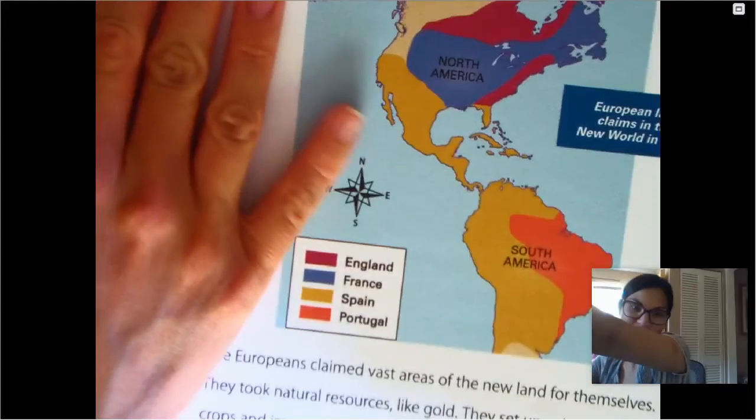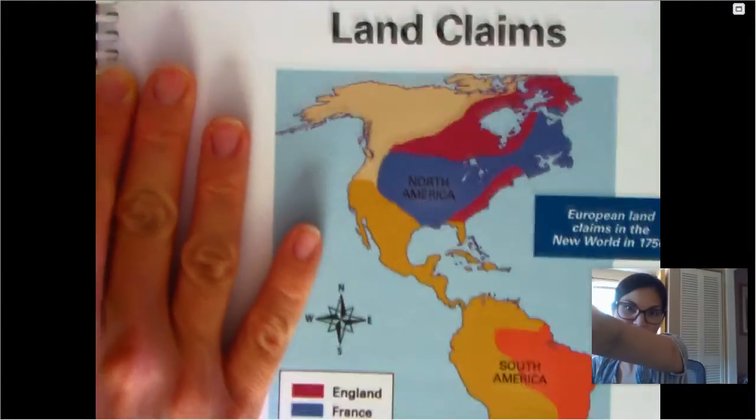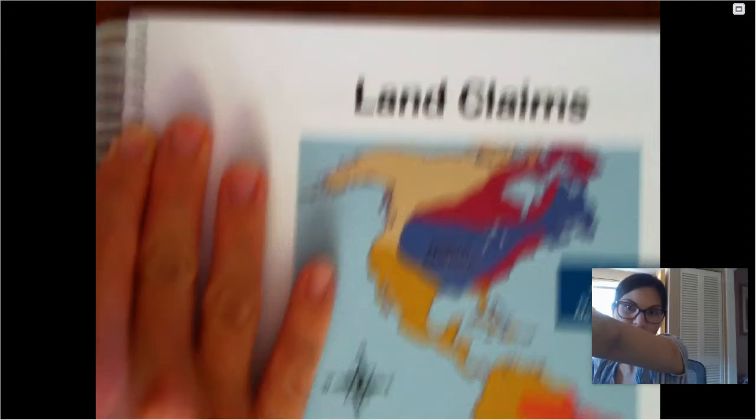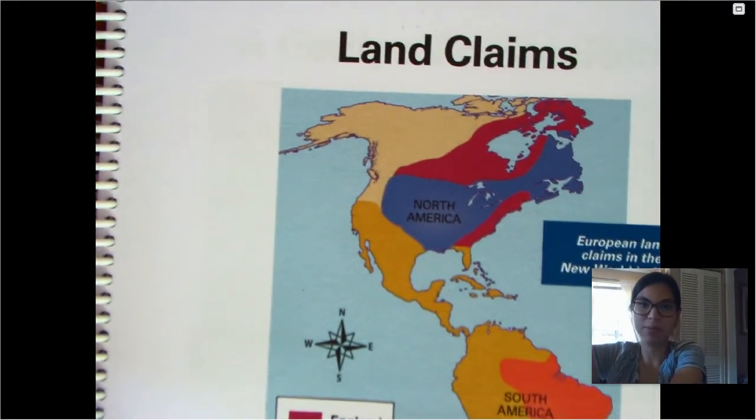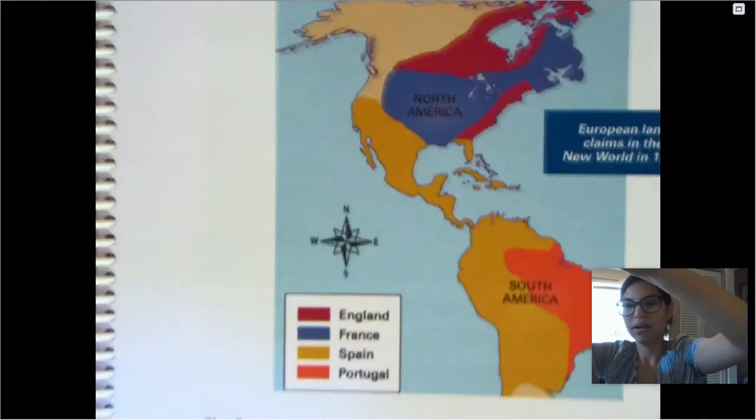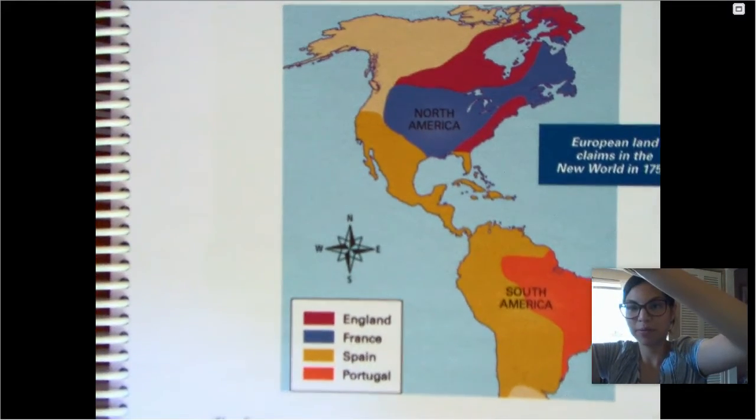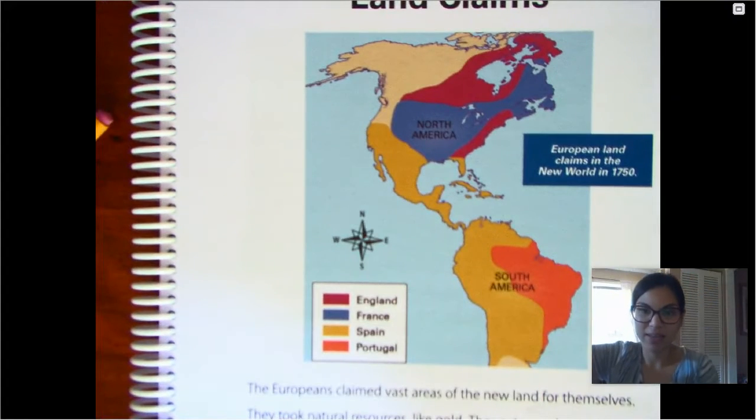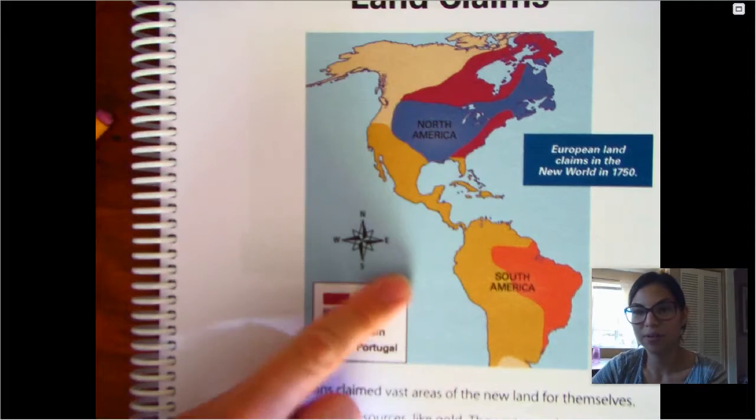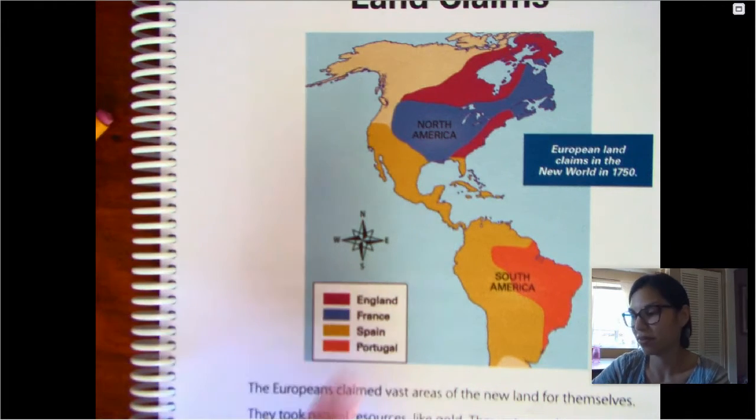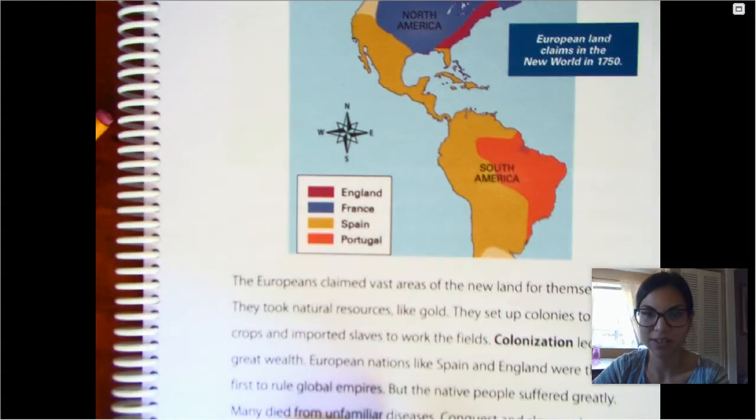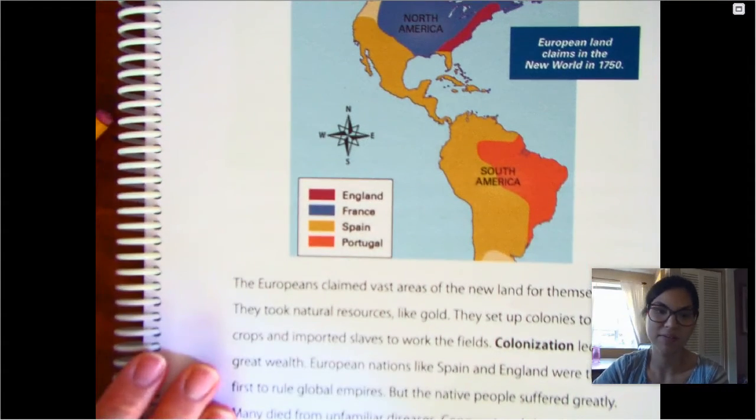All right. Land claims. Now we're going to talk a little bit about colonization. Our caption here for our map: European land claims in the New World in 1750. So this map is color-coded based on the land claims of each of these different countries. All right, I'm going to start reading. I want you to just keep your eyes on that map as I read.